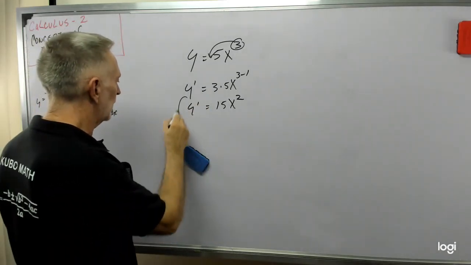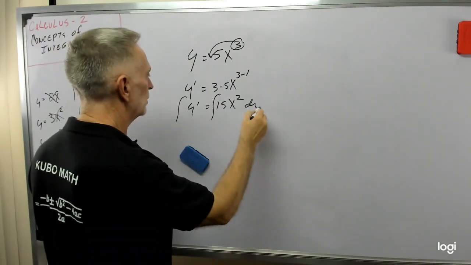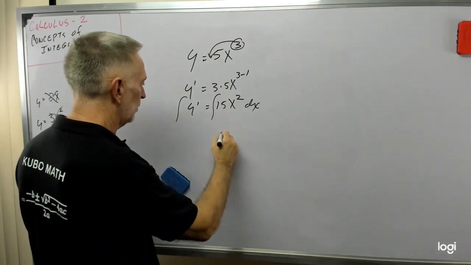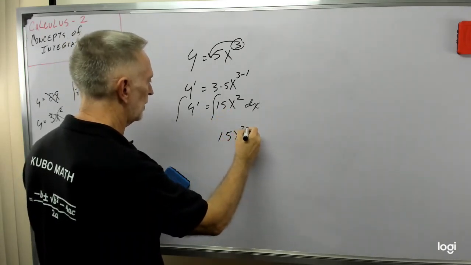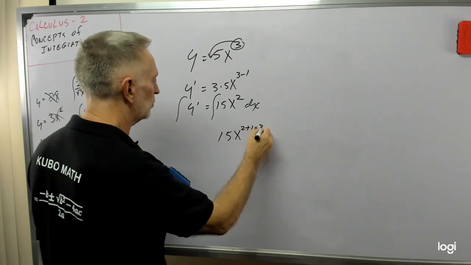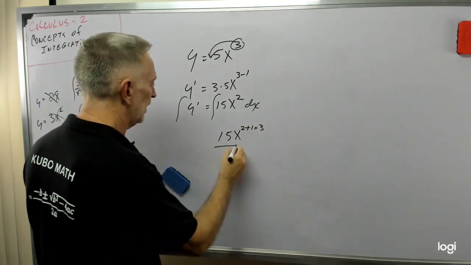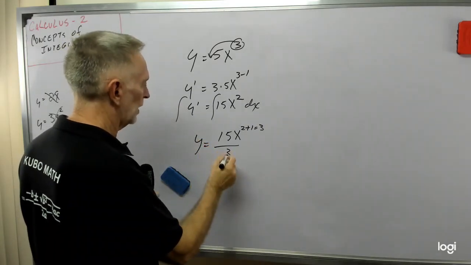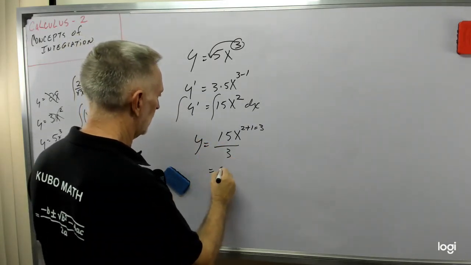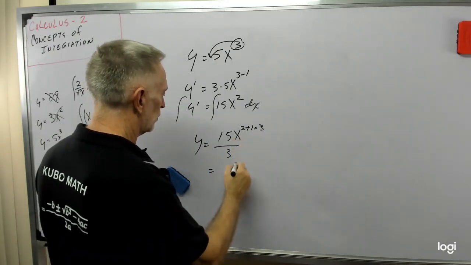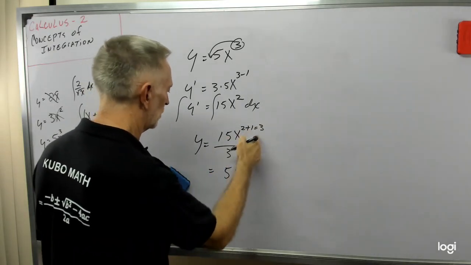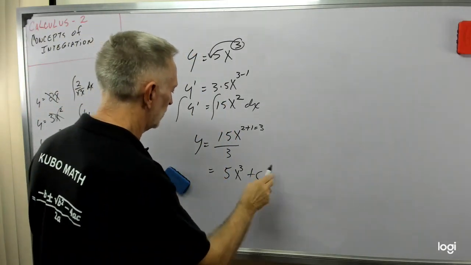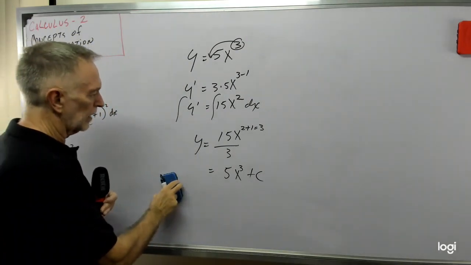If I were to take the integral of both of those, how would this work out? Okay, I would take 15x squared, add 1, so that equals 3. Now I'm going to divide by 3. So we're going back to y. 15 divided by 3 is 5, x cubed. So x to the 3rd power. And that's what I started with. Well, go back to the plus c here. Okay.